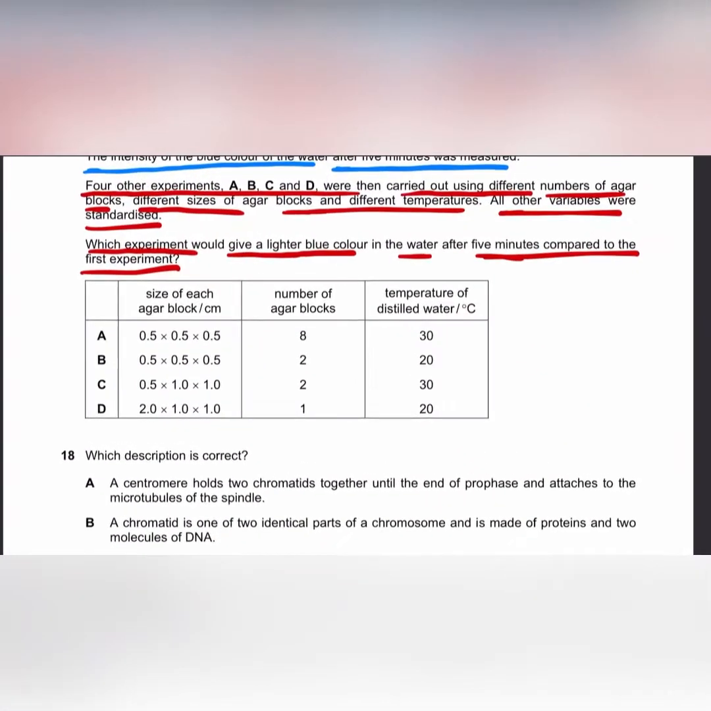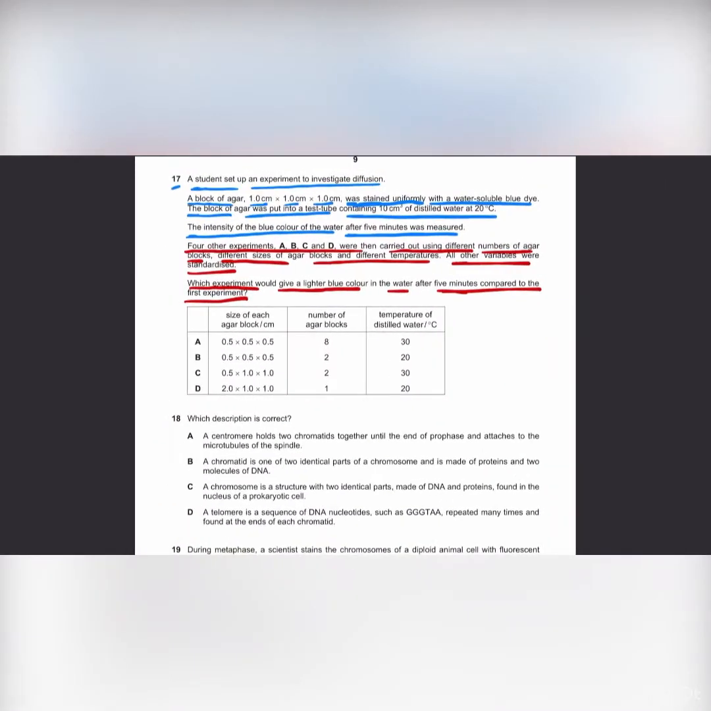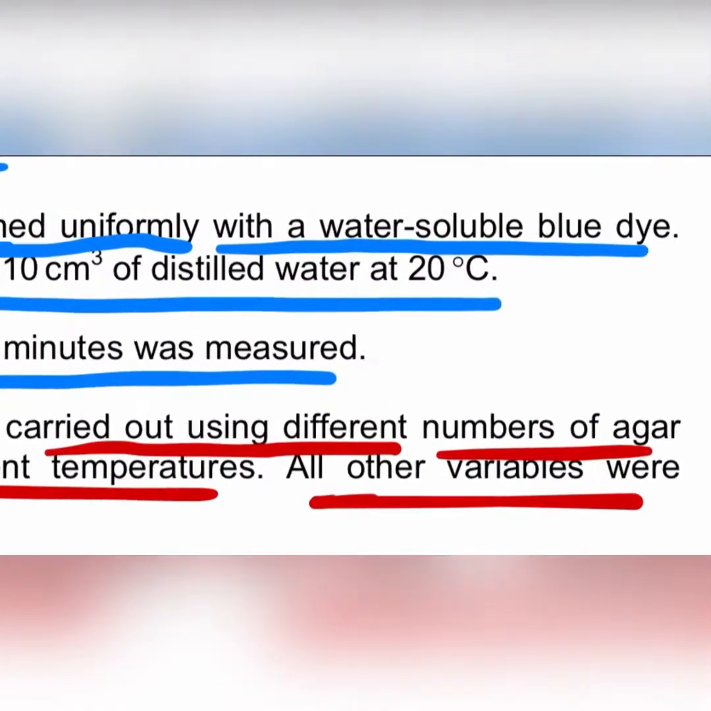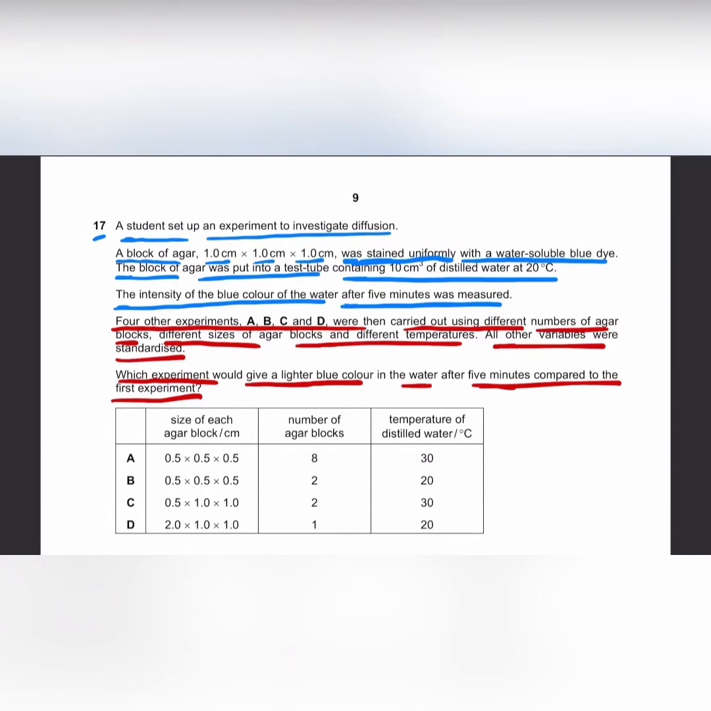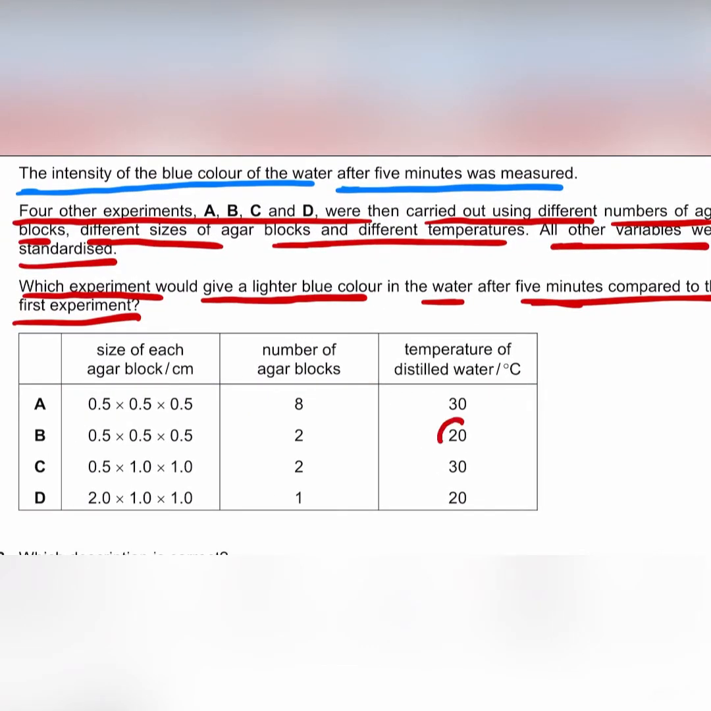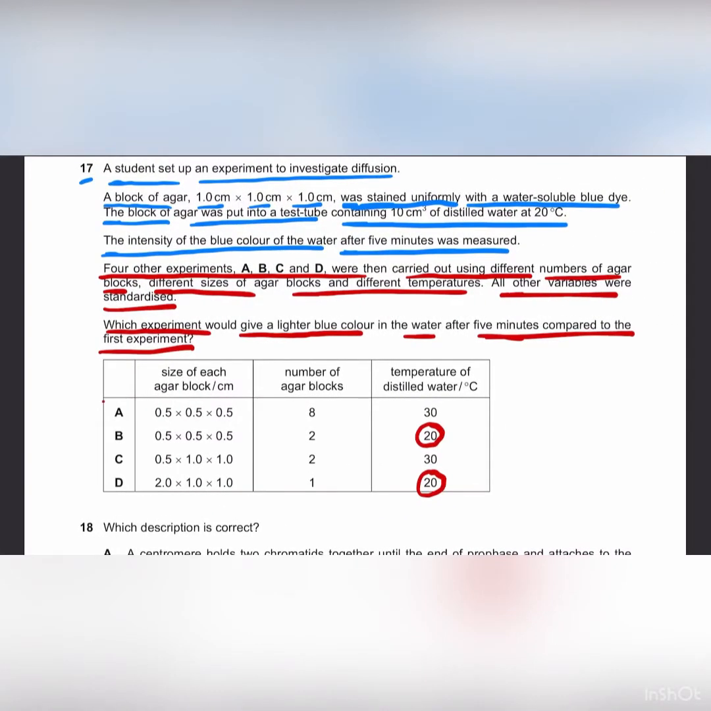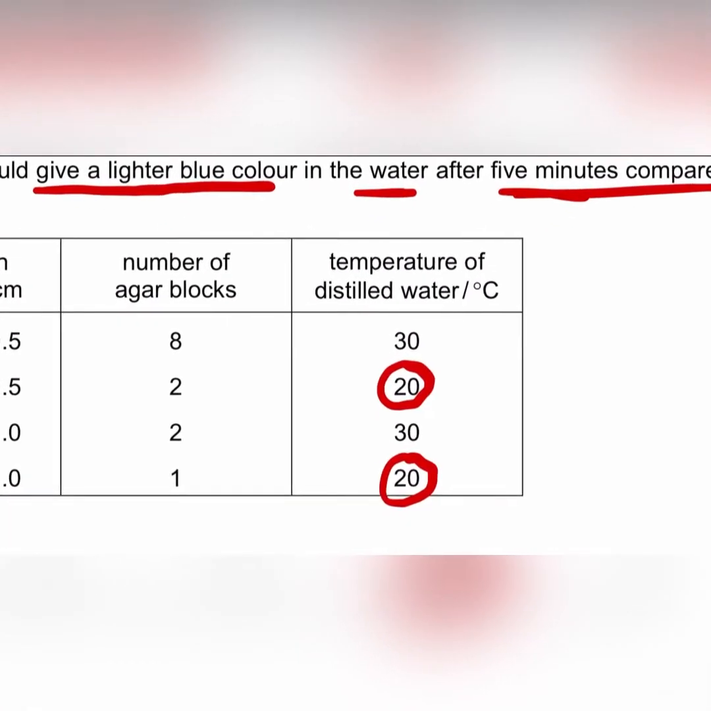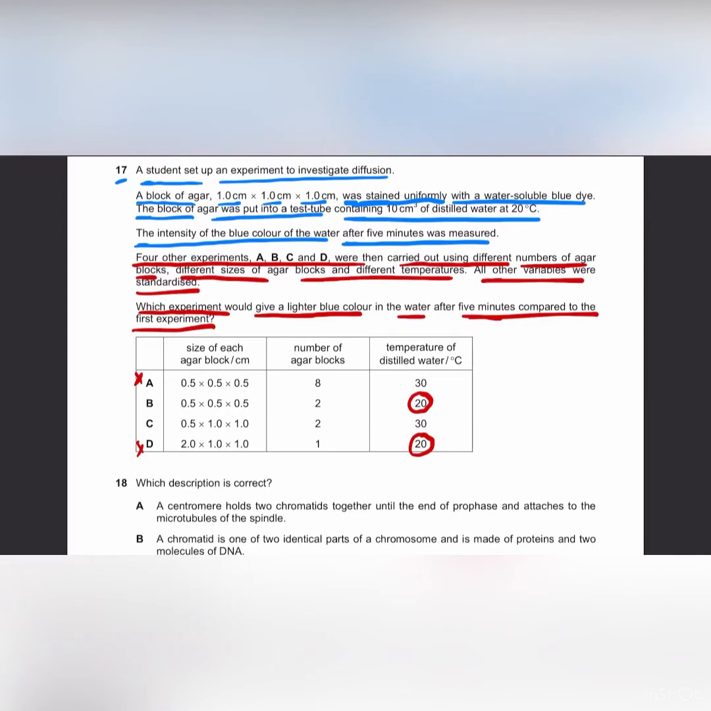And the blue color in water will be lighter when less dye escapes the block and goes into water, right? So the temperature you must choose must be less than or equal to the temperature in the first experiment. So in options we have 20 and 30. So obviously when the temperature is 20, those will be the only options. A and D will be wrong. That's because the temperature is higher. If we take higher temperature, the rate of diffusion will be faster and more dye will go in water from the block, and we will observe a darker blue color in the water.